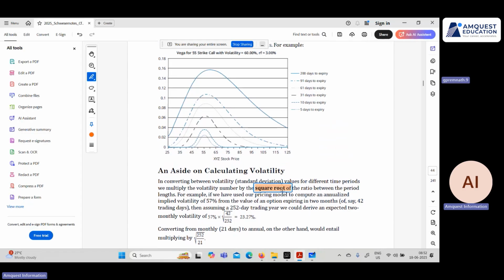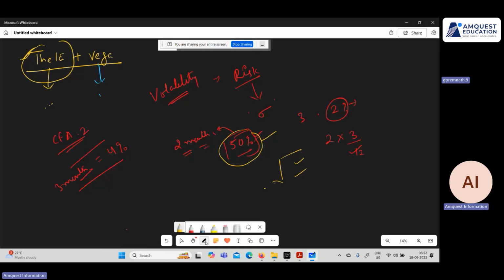Again, look at this. They say annualized volatility of 57%, and then they say the 2 months volatility is 57 multiplied by 42 number of trading days divided by 252, all under a square root. Again, the other way around, if they say, it will be the opposite. But the only thing is that you need to do it as a square root of something always. Clear? Good so far.